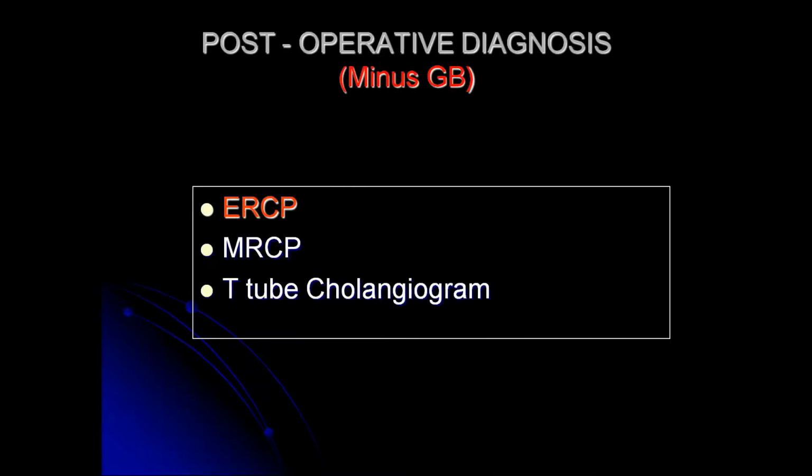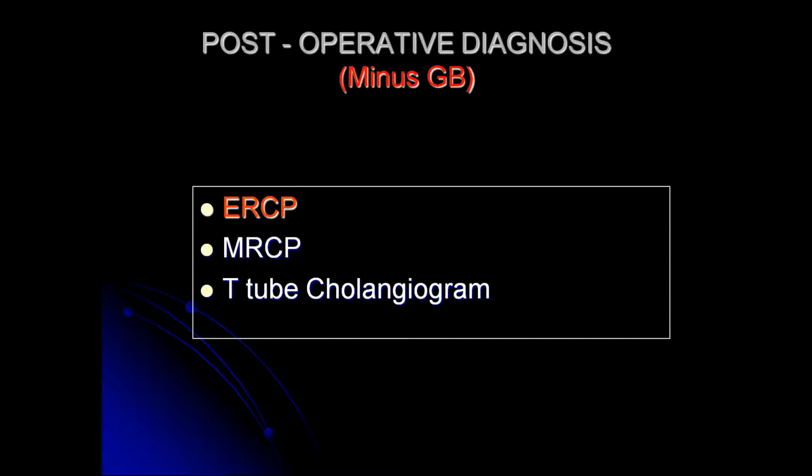What happens if post-operatively you have a diagnosis of bile duct stone, especially in a patient who had previous cholecystectomy? Then the options are three, namely send them for ERCP, followed or preceded by MRCP. Or if the patient has a T-tube, you can take a picture of T-tube cholangiogram and demonstrate the stone.